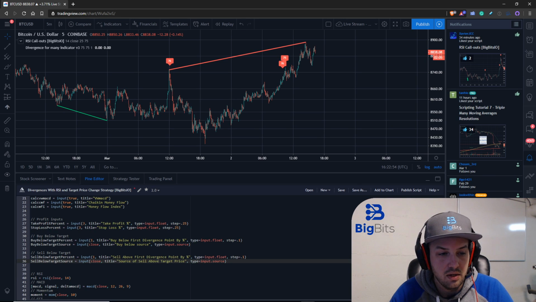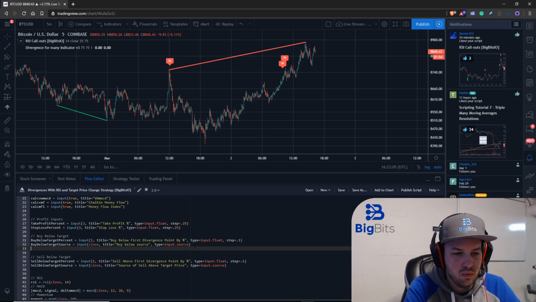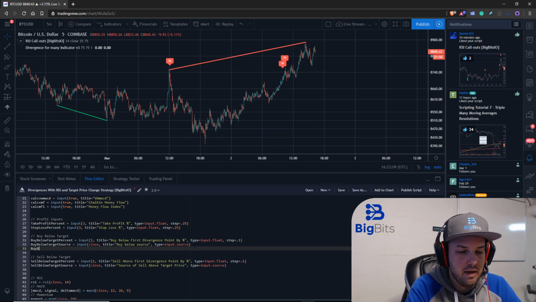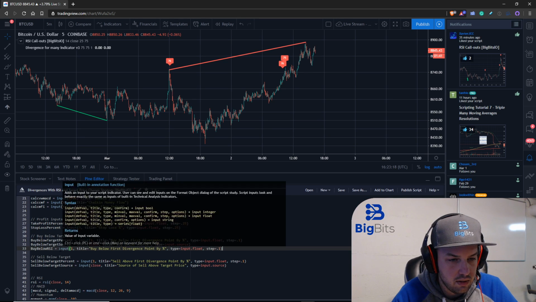So that's just an example of what we're looking at here with the target source on these particular things. Now we've got our take profits, we've got our buy below input set up. We also need, let's do our RSI requirements as well here. Buy below RSI. This is going to be pretty much the same thing as these.